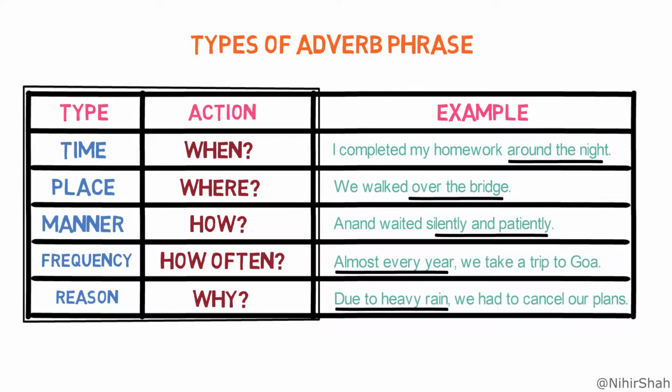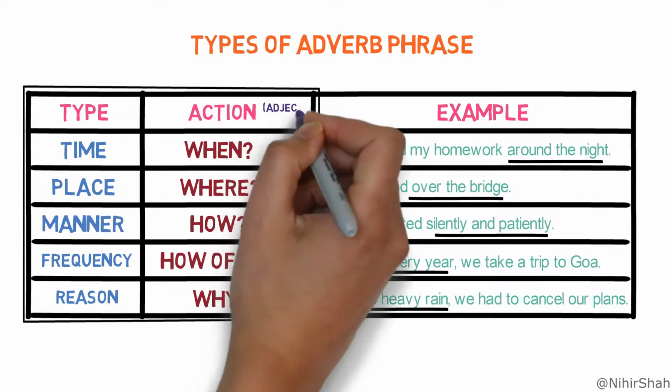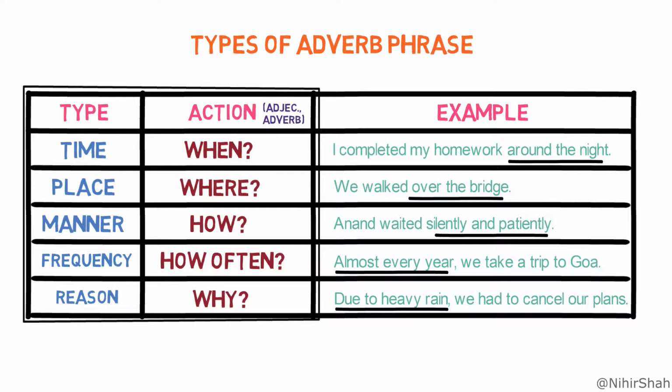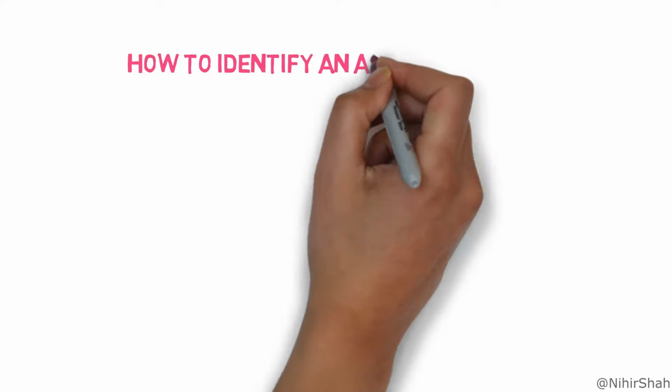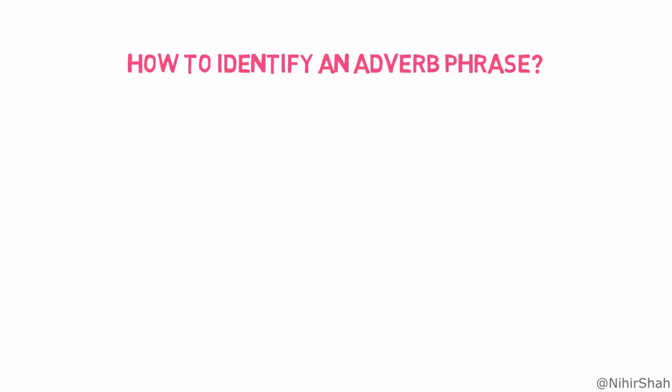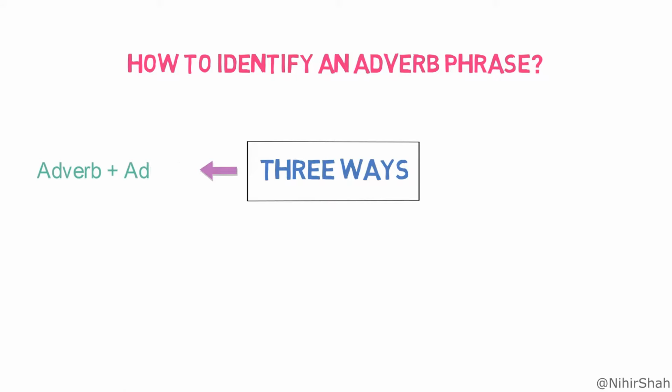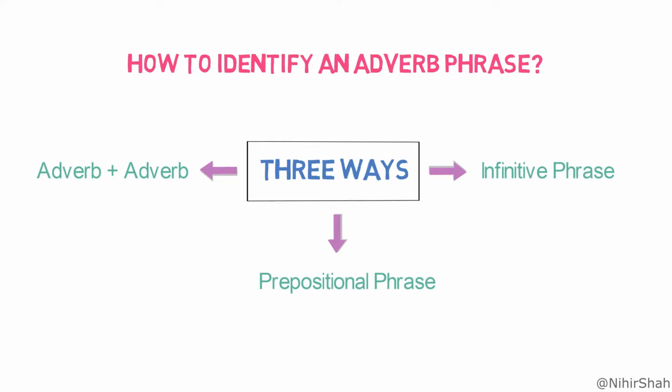Please note, adverb phrase not only describes an action but also adjectives and other adverbs in the sentence. Now, let's learn how to identify an adverb phrase in a sentence. An adverb phrase will come in 3 ways in any sentence. Number 1. Adverb plus adverb. Number 2. Prepositional phrase. And number 3. Infinitive phrase. Let's look into each of them with some examples.